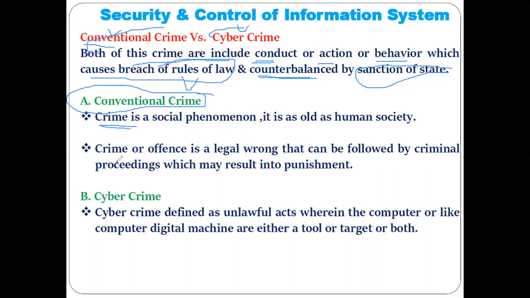Yes, sir. So in other words we can describe conventional crime. Conventional crime means there is no involvement of any computer or electronic devices. Conventional crime is what we see between human and human; that kind of thing I am referring to as conventional crime. In different words, a crime or offense is a legal wrong activity that is followed by criminal proceedings which may result in punishment. If somebody does it, then he has to face the punishment. So that is nothing but conventional crime. Now let's come to cyber crime.